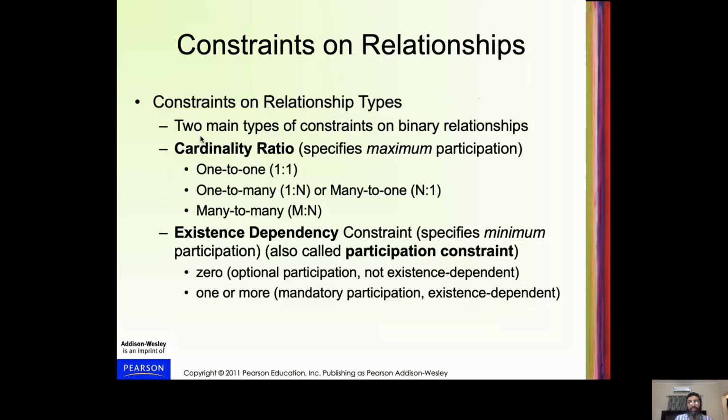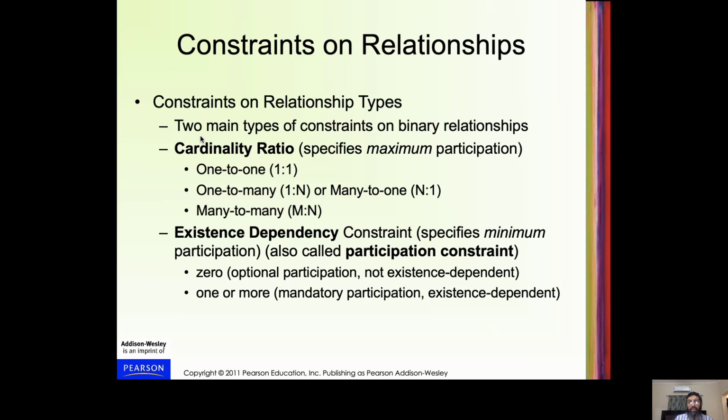The other concepts in relationships are constraints. So there are two types of constraints in relationship types. And especially when we are talking about relationships, we are talking about binary relationships. And what are binary relationships? If you recall, in binary relationships, we said that two entities are involved in that relationship, not more than two. So only two entity types are in that relationship. So those are binary relationships.